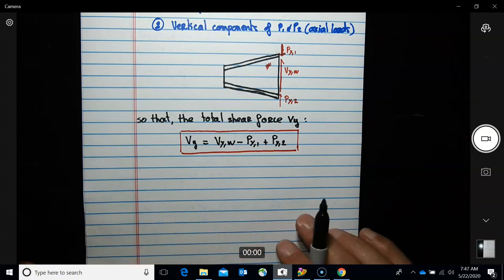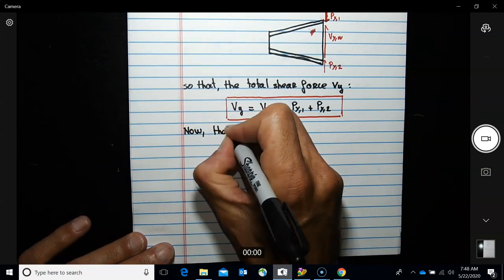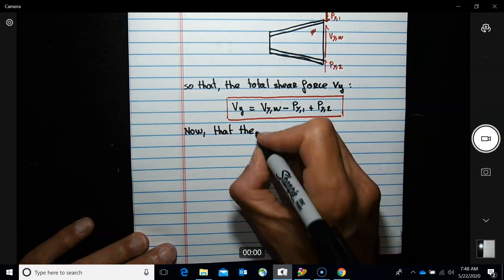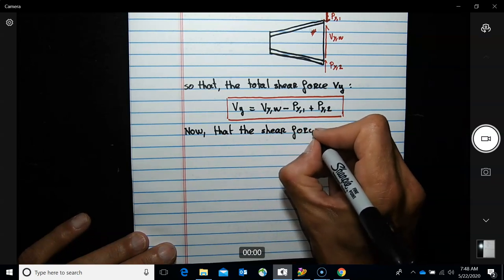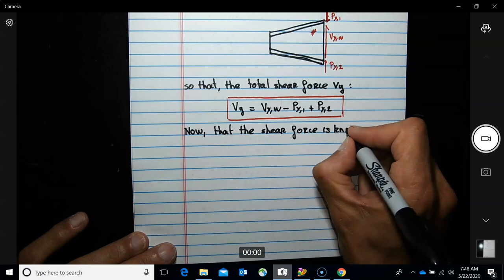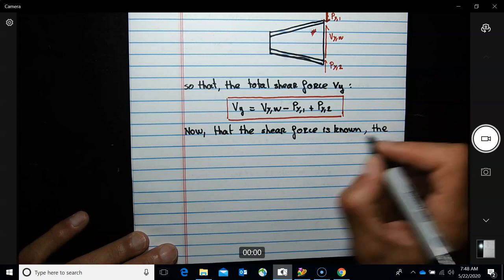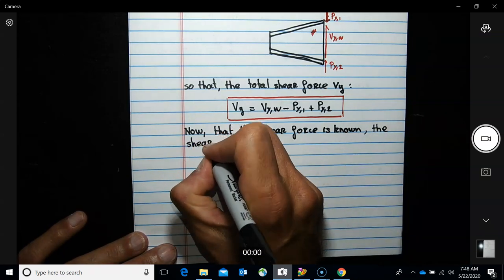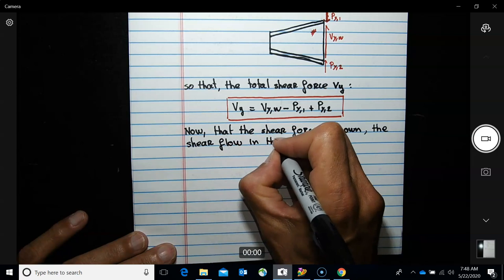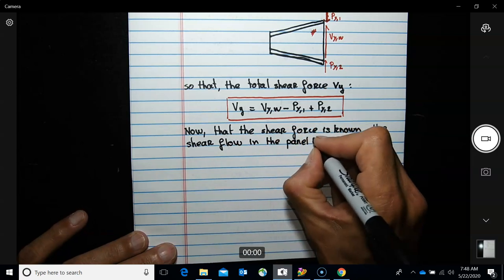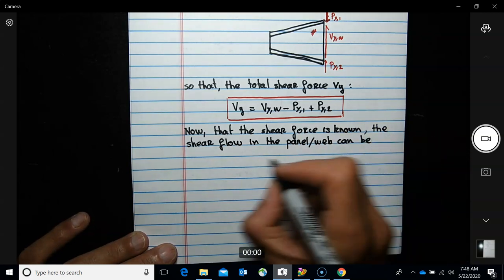All right, so now that the shear force is known, the shear flow in the panel / web can be determined.